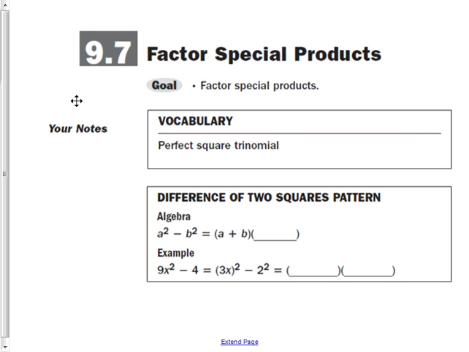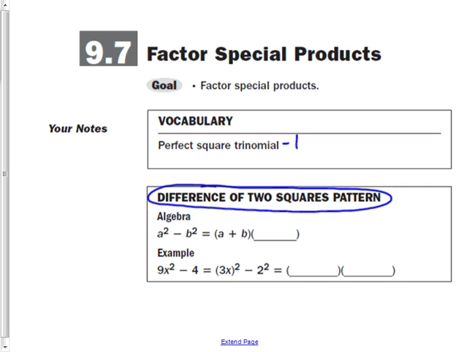Okay, lesson 9.7 is titled Factor Special Products. We're going to be factoring perfect square trinomials and binomials that have a difference of two squares pattern to them. So let's just first define perfect square trinomial.